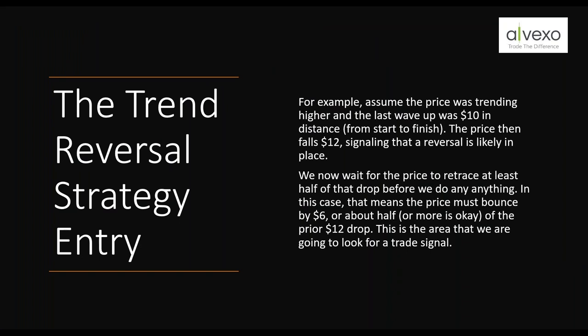For example, assume that the price was trending higher and the last wave up was $10, from the start to the finish. The price then falls $12, signaling that a reversal is likely in place. We now wait for the price to retrace at least half of the drop before we do anything. In this case, that means that the price must bounce by $6, or about half or more is okay, of the prior $12 drop. This is the area that we are going to look for a trading signal.